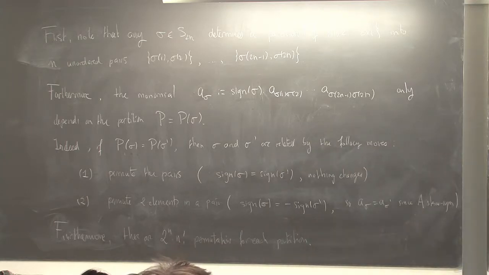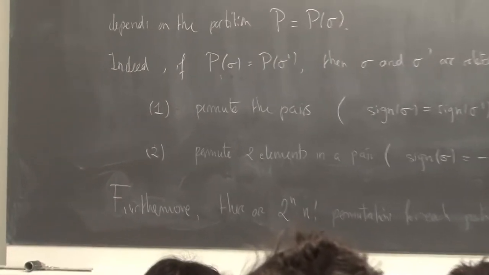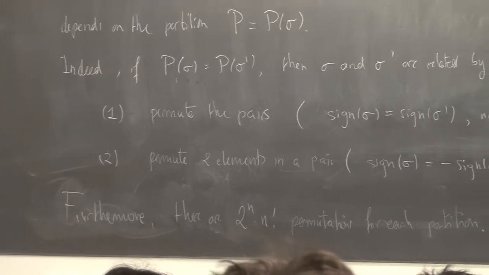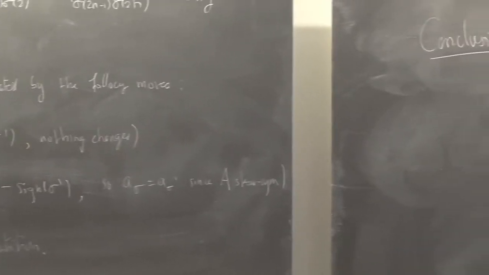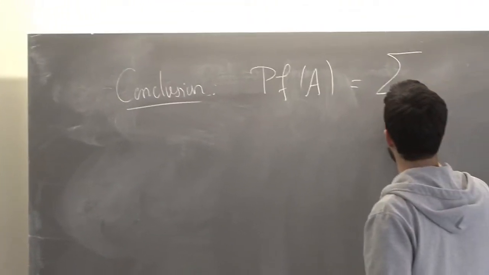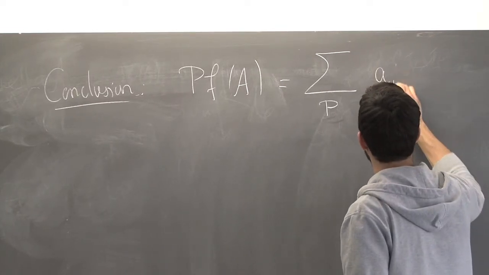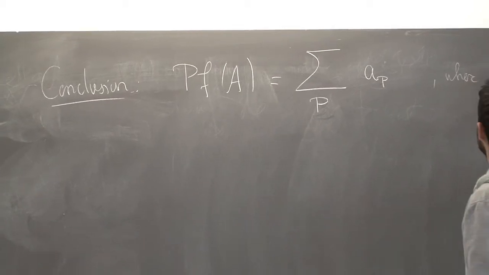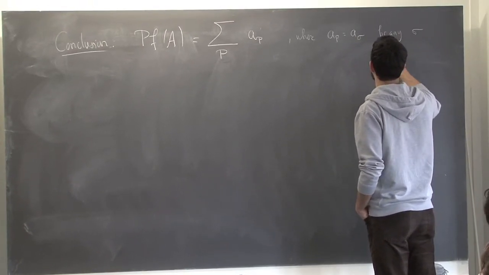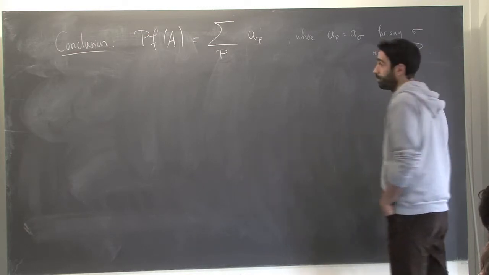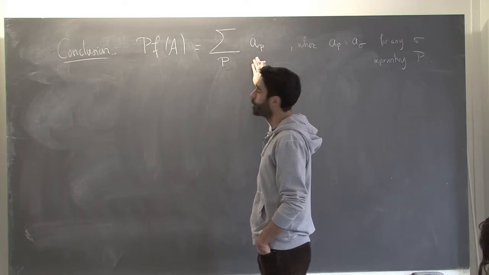And now I can write my conclusion. The Pfaffian of a matrix is really equal to the sum over all such partitions of AP, where AP is equal to A sigma for any sigma representing P. Okay? So it's simpler because you have much fewer terms to compute, but notationally, it's a little bit more annoying.